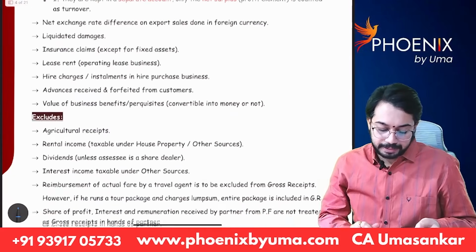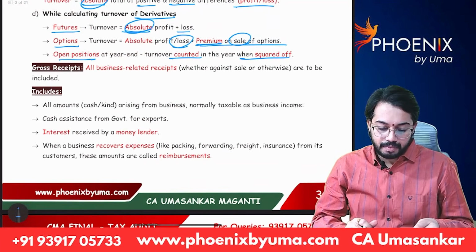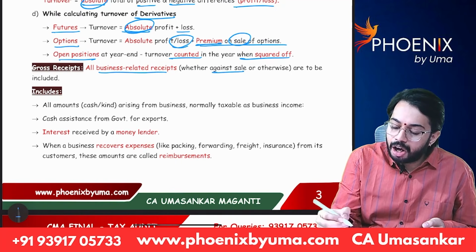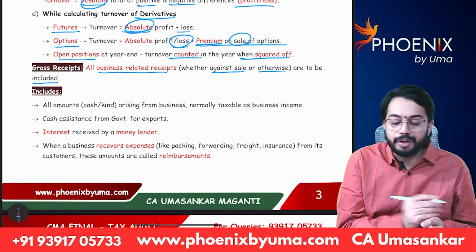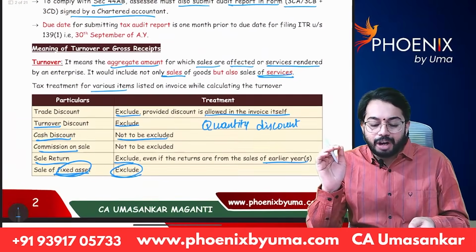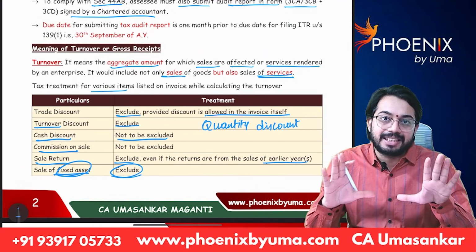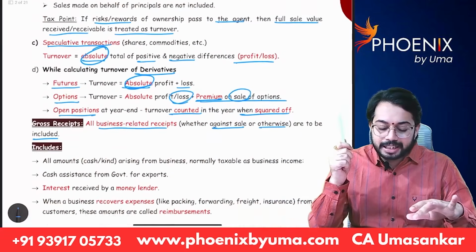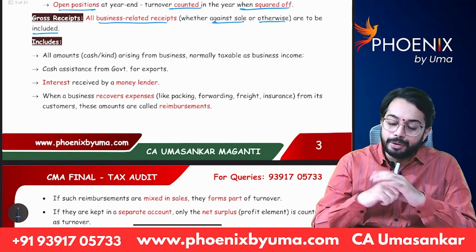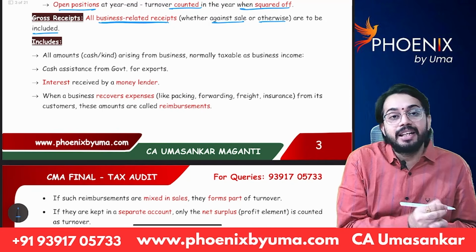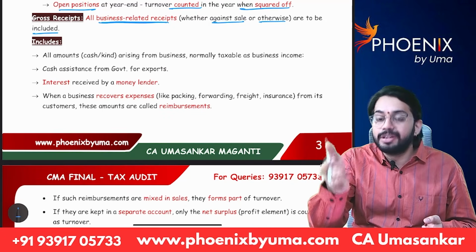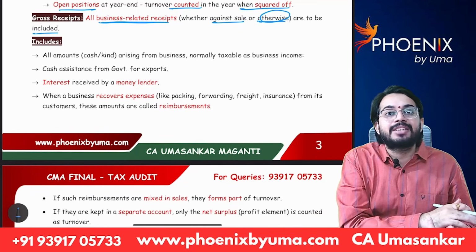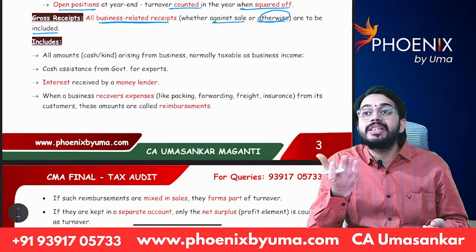Gross receipts. All business related receipts, whether against sale or otherwise, are to be included. See, turnover means what? Turnover means only sales, either sale of goods or sale of services. Gross receipts are not like that. Gross receipts include business related receipts. Gross receipts can be related to sales or they can be other than related to sales, and will also be considered as gross receipts. Best example, you received insurance.